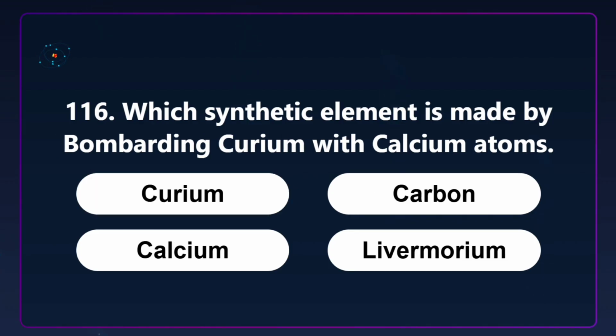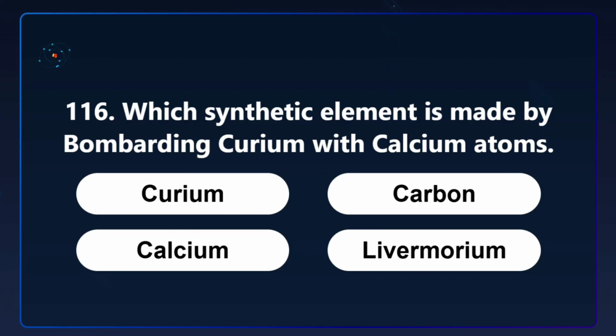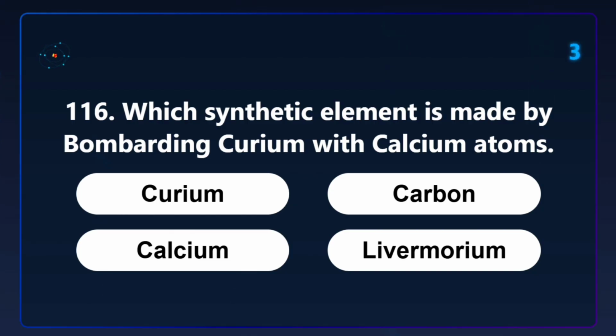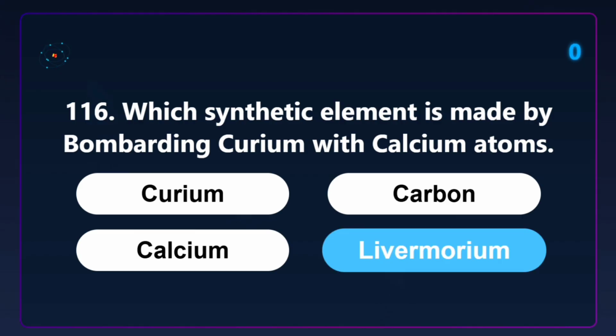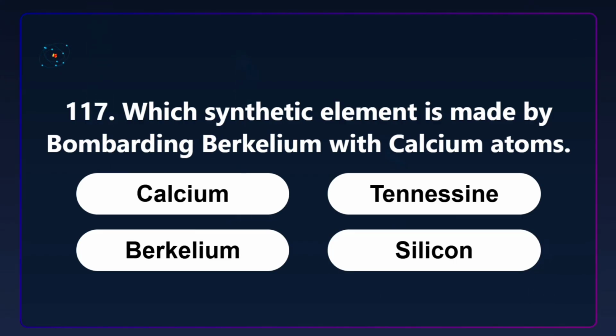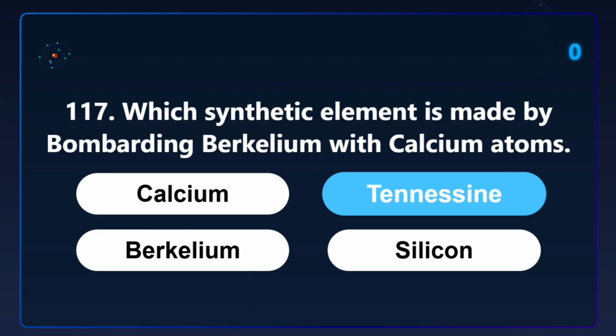Question 116. Which synthetic element is made by bombarding curium with calcium atoms? The answer is livermorium. Question 117. Which synthetic element is made by bombarding berkelium with calcium atoms? The answer is tennessine.